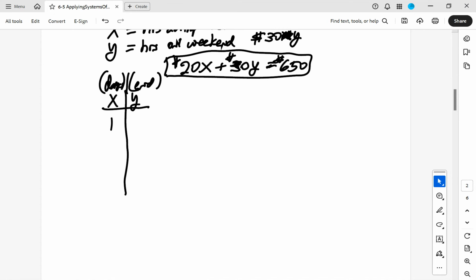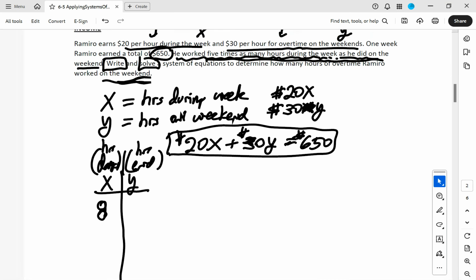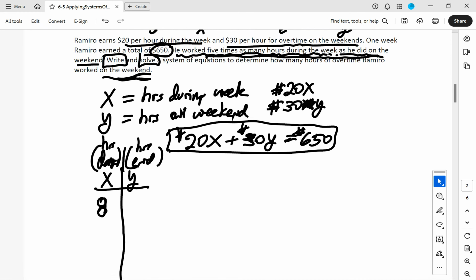So let's start off with it should be hours. Hours during the days, hours on the weekend. Well, here's the thing. Nobody works just 1 hour. Let's make it more reasonable. Say it was 8 hours a day. So if it was 8 hours a day, okay, then this is during the week. He only works 8 hours. On the weekend, well, he worked 5 times as much as whatever this is.